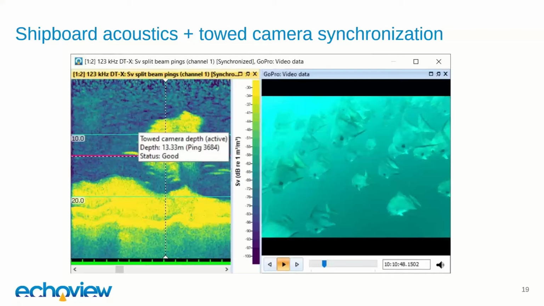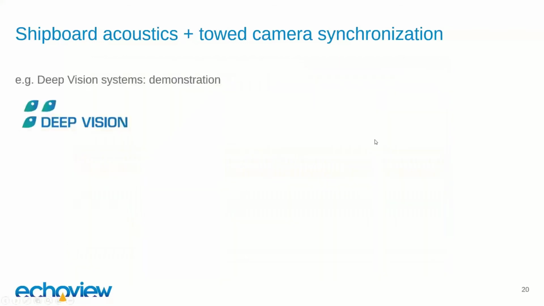Echoview needs information about the depth of the camera and how far behind the boat the camera is, plus the vessel speed, and it will automatically calculate the relative position of the trawl camera to your transducer. So we'll have a look at a demonstration of this using some data that was collected by the Institute of Marine Research in Norway. They're using a deep vision system.